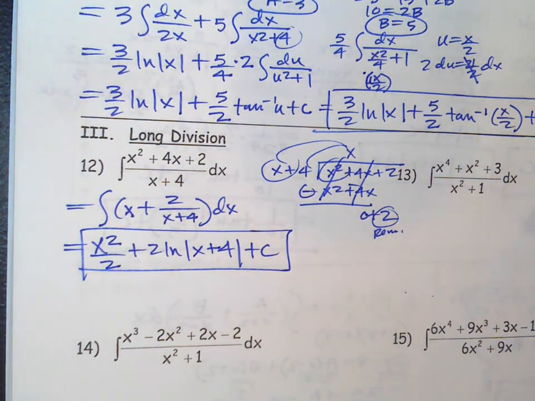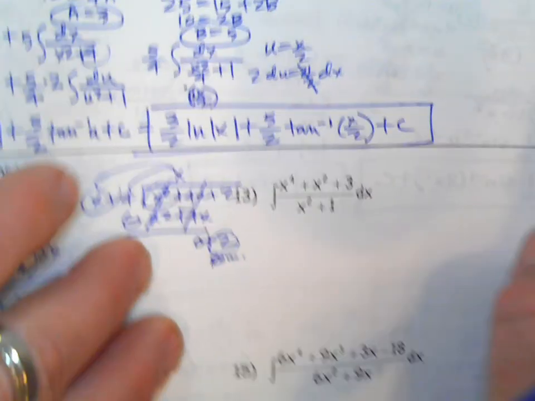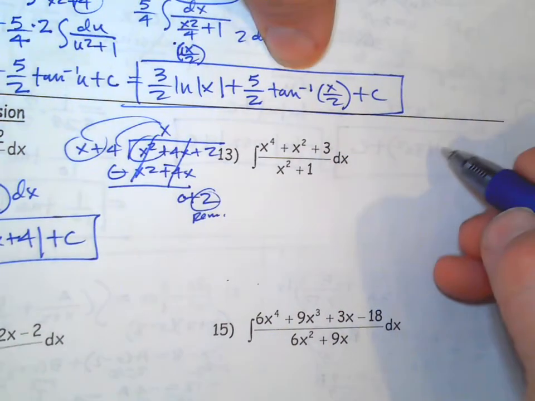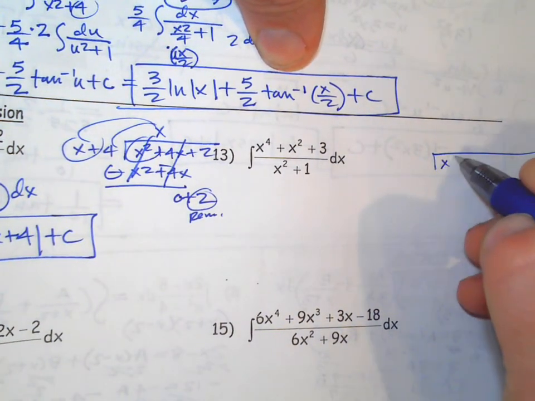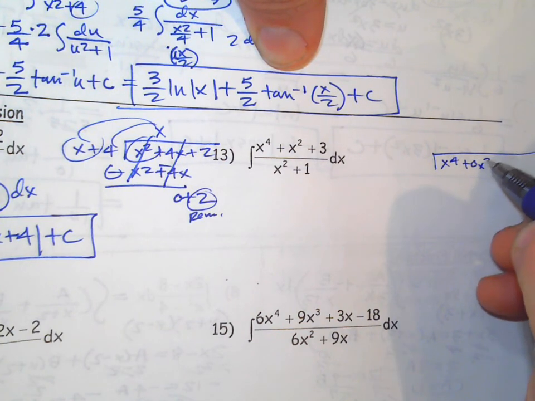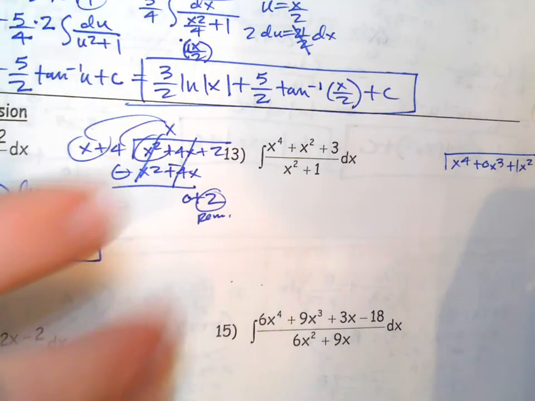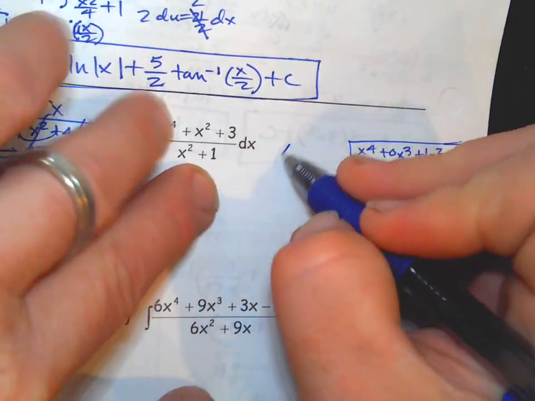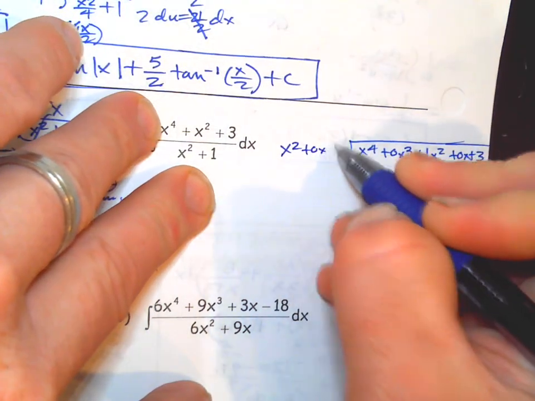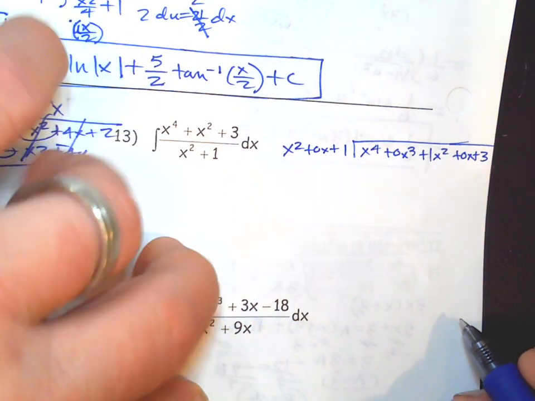Done. All right, 13. We have to do long division: x to the 4th plus 0x cubed plus 1x squared plus 0x plus 3. So any missing terms you want to represent, and we're dividing by x squared plus 0x plus 1. This will help everything line up really nicely, which is what you want.